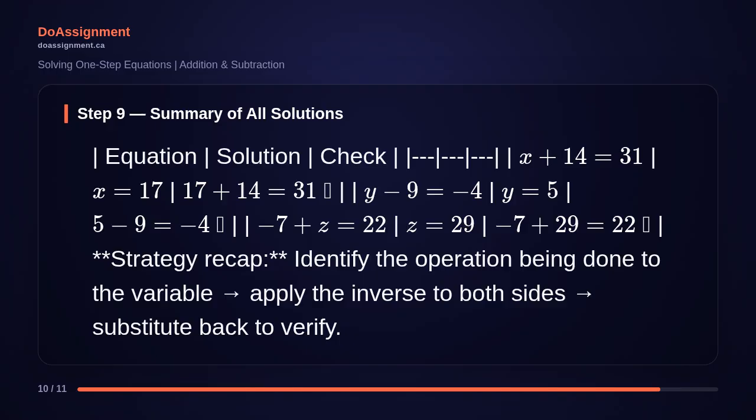Here is a summary of all three solutions. For x plus 14 equals 31, x equals 17. For y minus 9 equals negative 4, y equals 5. And for negative 7 plus z equals 22, z equals 29. All three solutions check out when substituted back into their original equations.